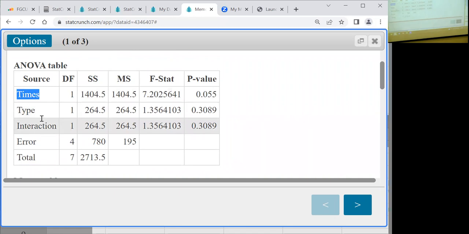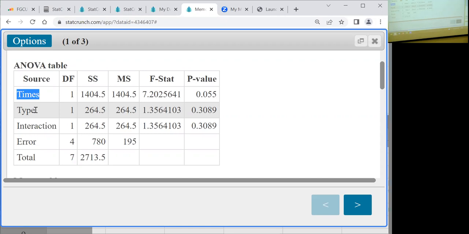Row 1, it says times. That corresponds to our row factor. Type is the column factor. Then we have interaction. Lastly, we have error. Now, what is another name for error from one-way to another? You can write this table within. Good, you remember. Type, interaction, error, total.